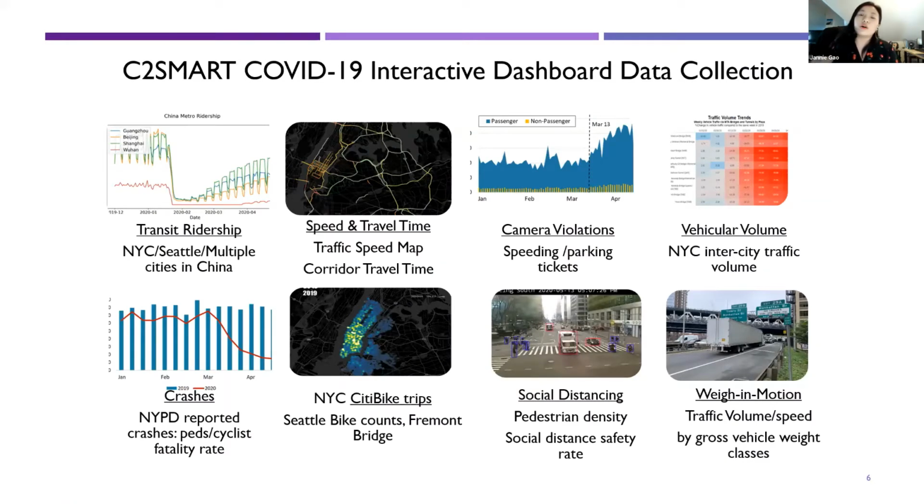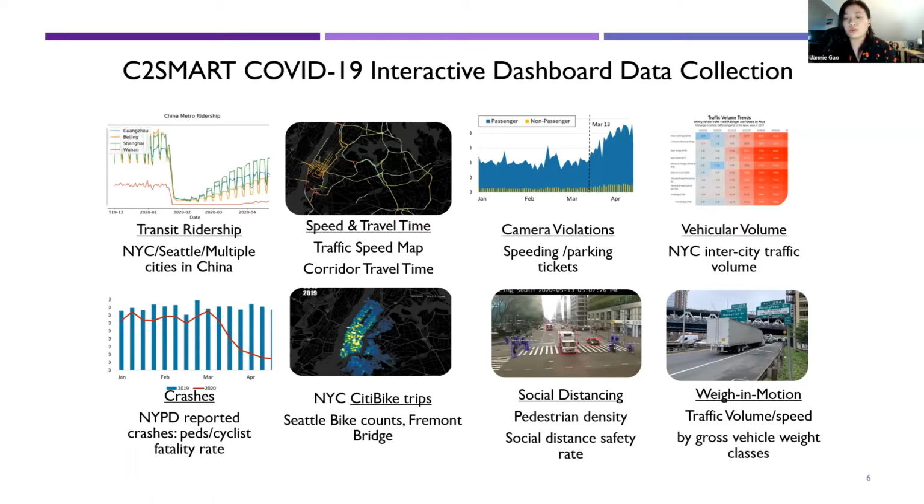Here we listed some of the datasets that we're collecting right now. Of course, including transit ridership, like bus ridership, subway ridership, commuter rail. We also have vehicle traffic information, volume, speed maps, and corridor travel time that we extracted from our virtual sensors. Besides that, we're also collecting record-based data such as speeding tickets and NYPD reported crashes. In addition, we produce some spatial maps for city bike trips and taxis.